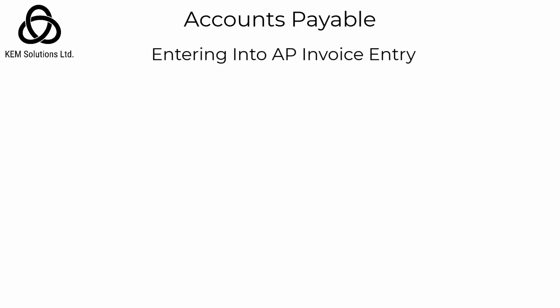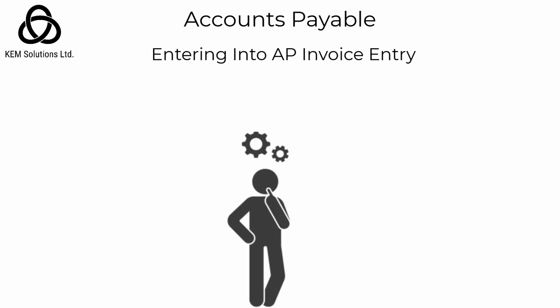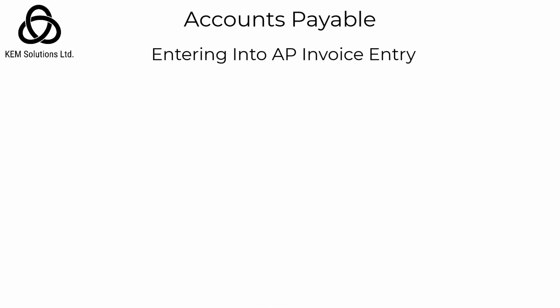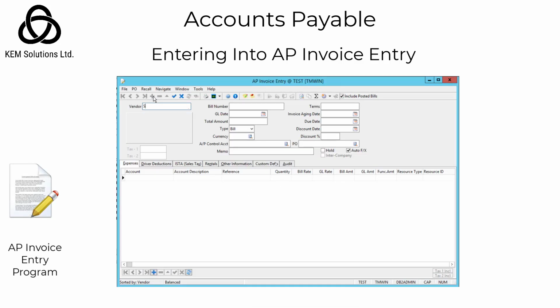Entering invoices directly into the accounts payable system. If you're entering an AP invoice that's not related to freight you've sold or a result of a purchase order, you can manually enter it into the accounts payable invoice entry screen. When entering the invoice directly into this screen, you will specify the accounts payable control account and the expense accounts to post to.